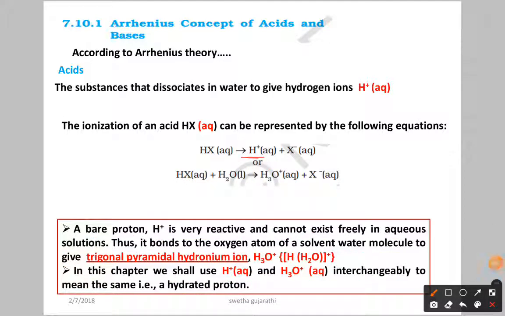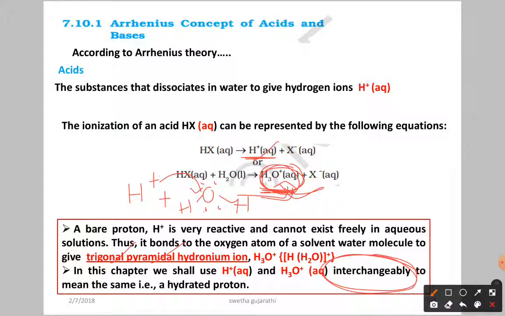So whatever H plus is there, it is not going to exist singly. This H plus combines with water, especially because water has two lone pairs on the oxygen atom, which combine and form the hydronium ion, H3O plus. What is the shape? You can write trigonal pyramidal. So whether you write H plus or H3O plus, both are the same, and we are going to use them interchangeably. Simply, H plus does not exist freely in aqueous solution.